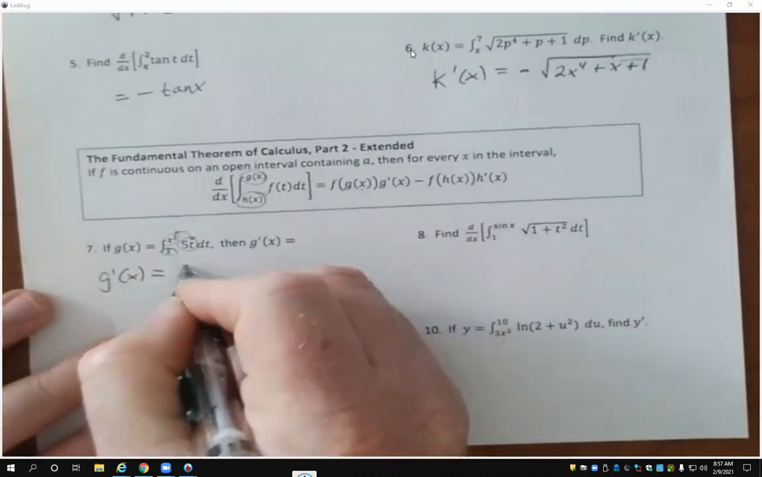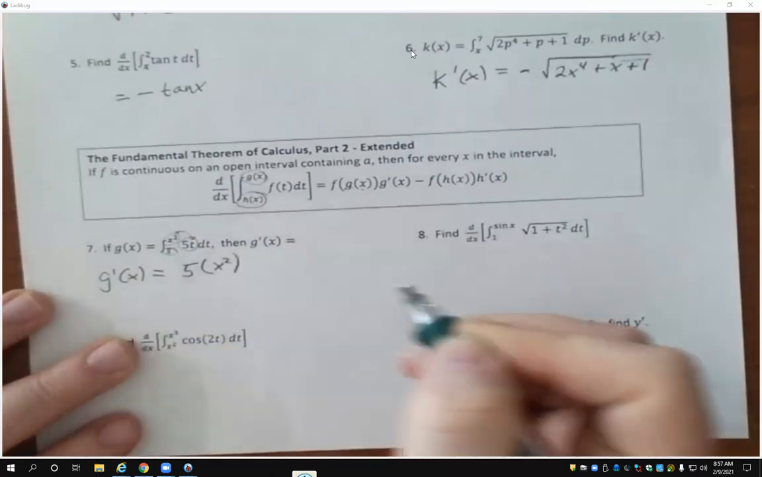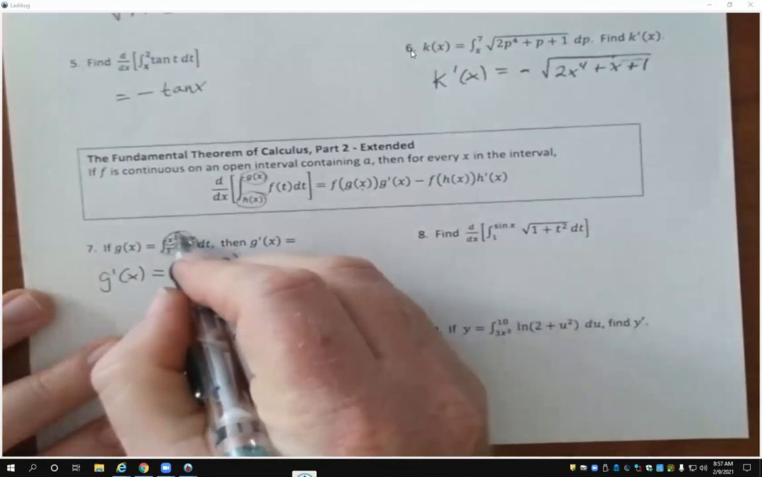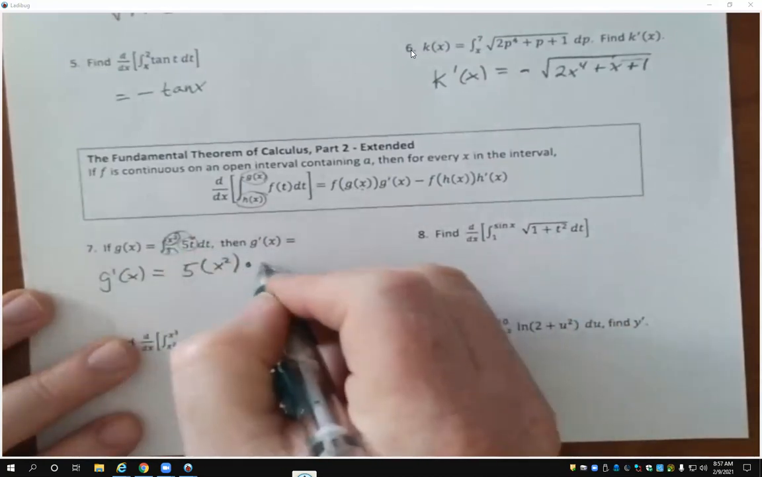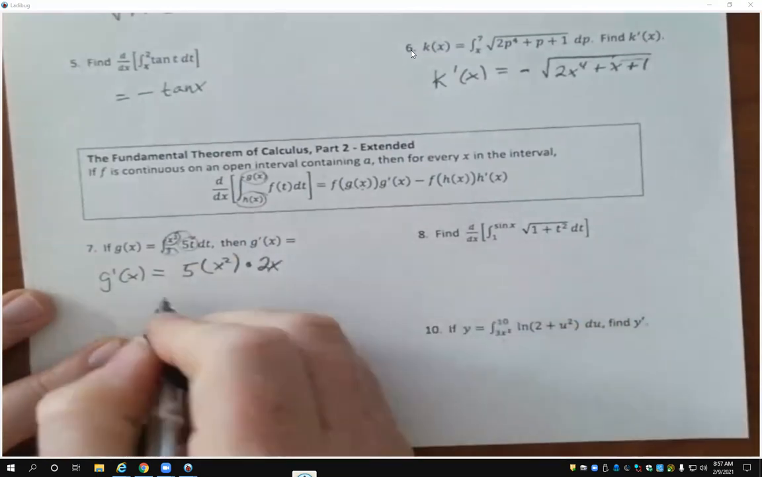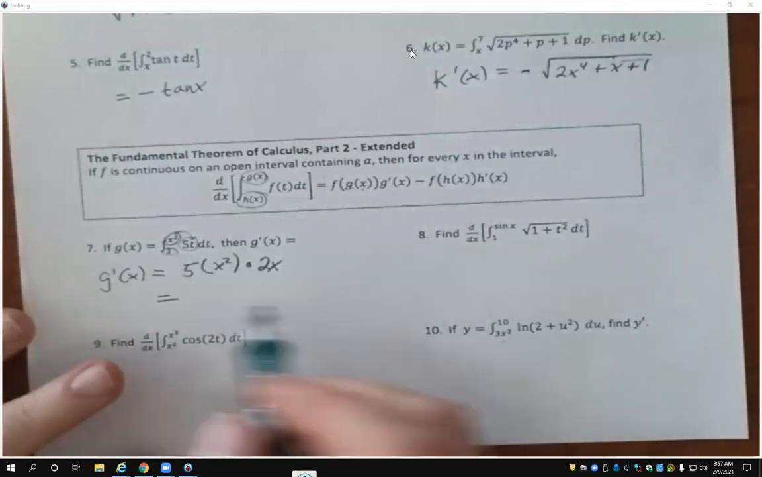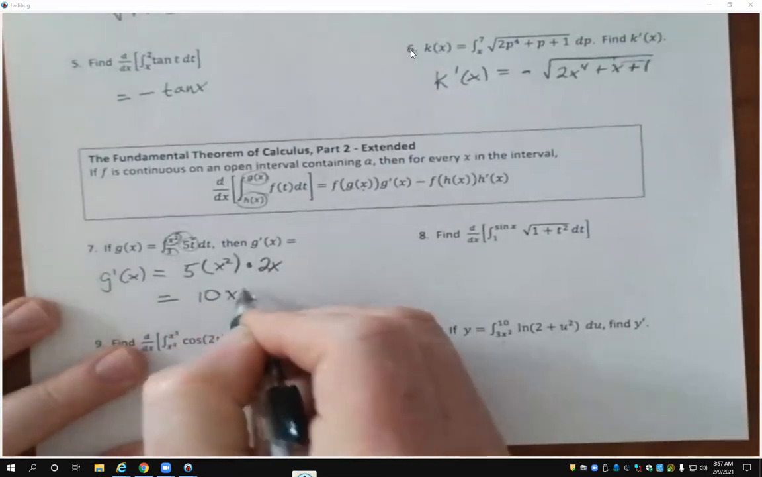So it's going to be 5, that's f of g of x, x squared. Chain rule, derivative of g of x, or this function that is up on the top, and the derivative of x squared is 2x. And now I just combine like terms. 5 times 2 is 10, x squared times x is x cubed.